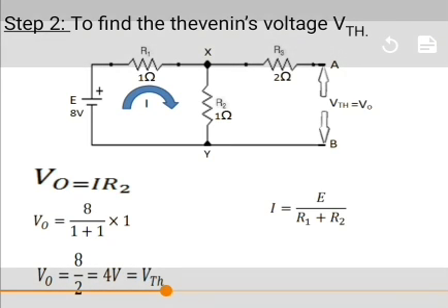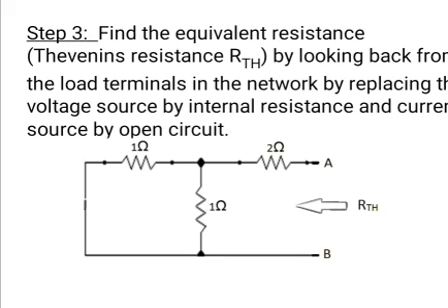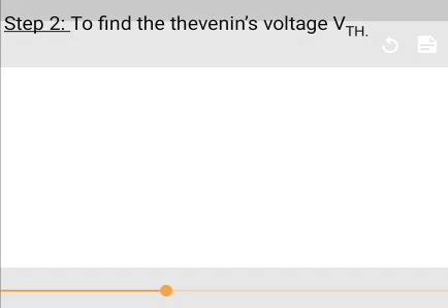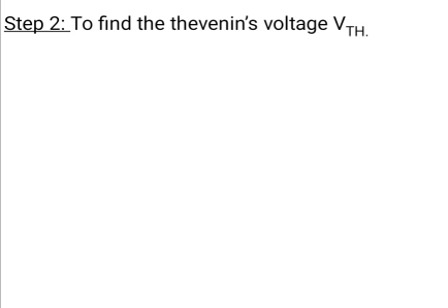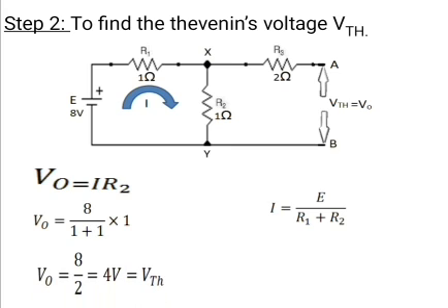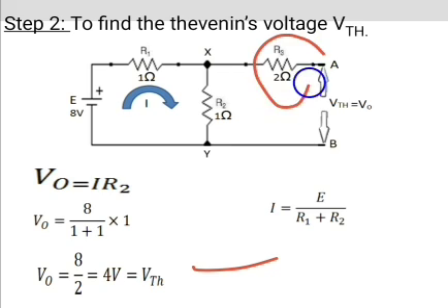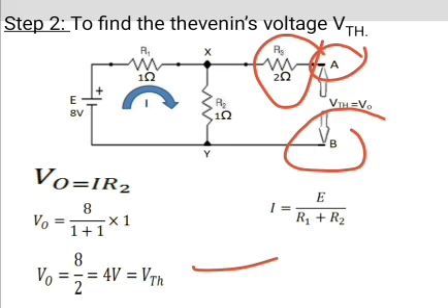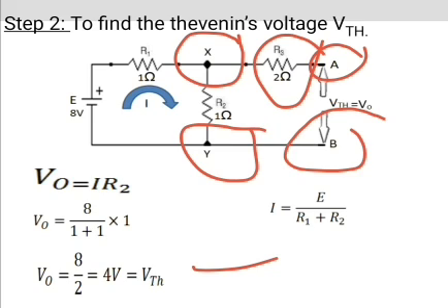Like this, we can calculate the Thevenin voltage. As the load is open, there is no potential drop across the R3. Therefore, the potential difference between the terminals A and B is the same as that between X and Y. So, this voltage is called Thevenin's voltage.